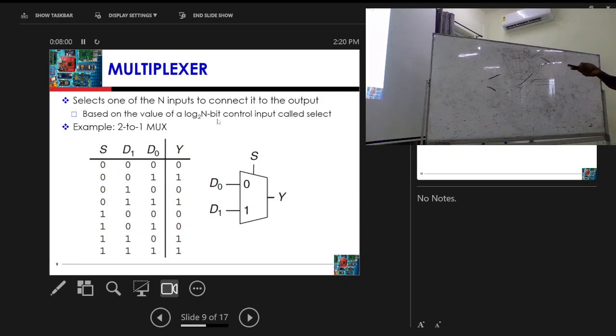This is the select signal, the S here, right? The S is used to route one of these signals. And I said if S is 0, you route D0. If S is 1, you route D1, right? So what do you think is happening here? If S is 0, what happens? What is the output? Just 0. Steady, steady. If S is 0, what happens to the output?